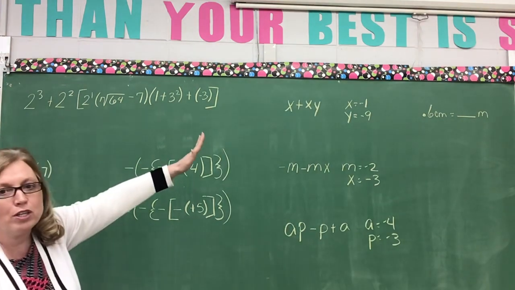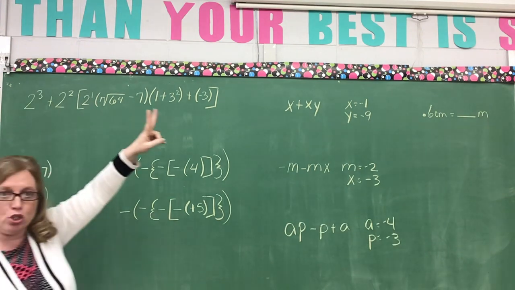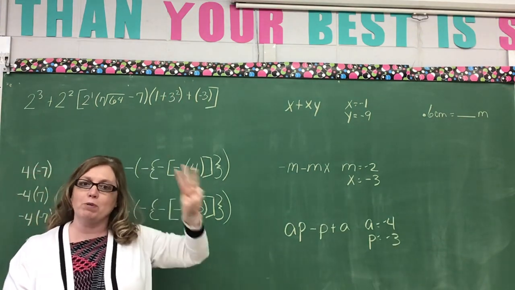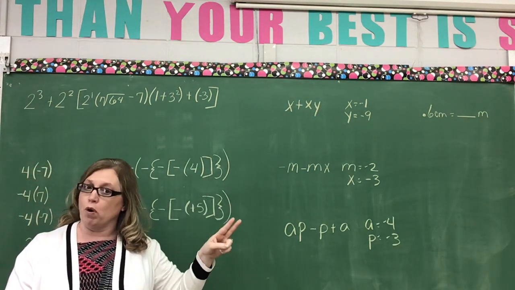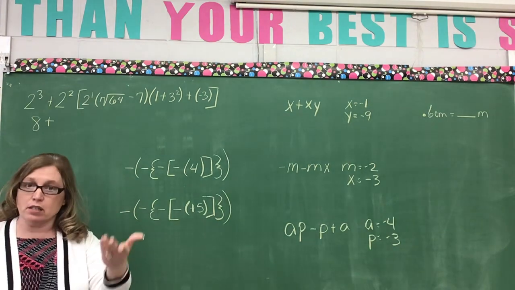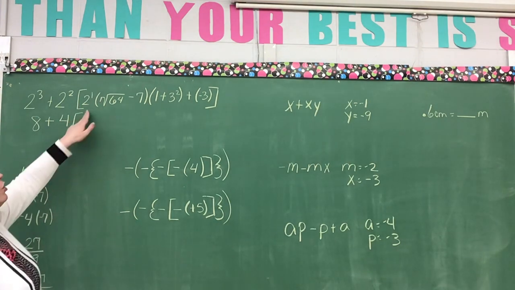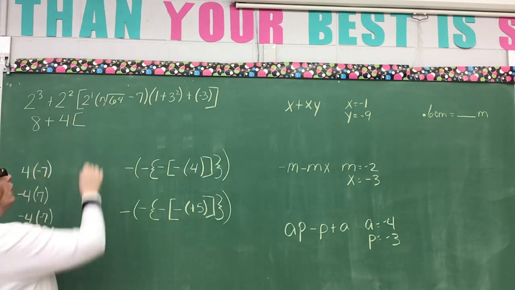So what can we solve? Let's go to the first. We have 2 cubed. Well, 2 times 2 times 2. That's what cubed means. So 2 times 2 is 4, and 4 times 2 is 8. So we have 8 plus 2 squared is 4. Now we're going to put in our bracket. 2 to the first power is 2.